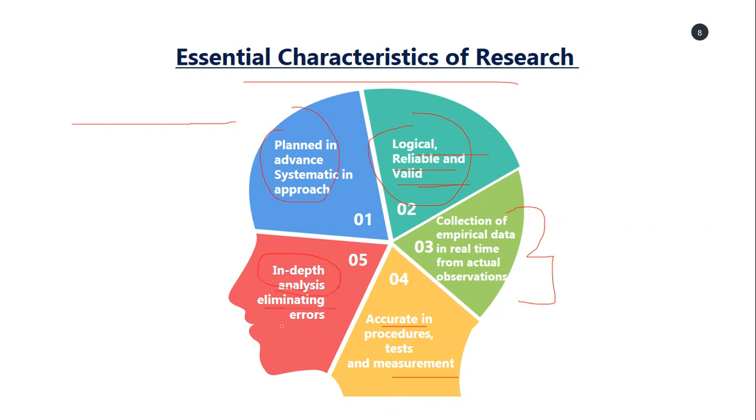At the same time, it eliminates the error. So when we say research characteristics, what is it? It's something which is planned, studied systematically, reliable, and valid. At the same time, it has a collection of real-time data where the procedure and the measurements are done accurately. In-depth analysis is done by eliminating the error. So these are the essential characteristics of research which a researcher should be properly aware of.